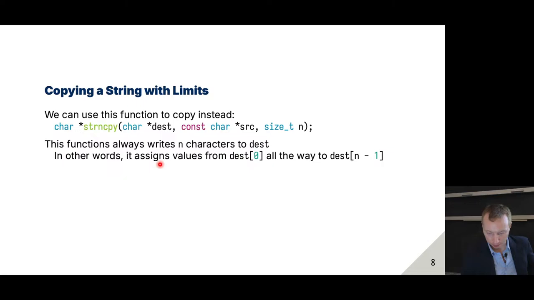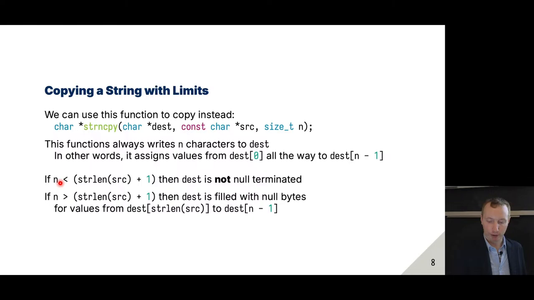It looks a bit weird because it says it always writes n characters to dest, and you might wonder, what if the source string has more characters than dest, or what if it has fewer? If n, the number of bytes it's going to write, is less than the string length plus 1, so it doesn't have enough room to hold the entire string pointed to by source and the null byte, then it just copies up to that many bytes and the resulting string is not null terminated, and you may have issues. It just copies all the way and would not put a null byte at the end.